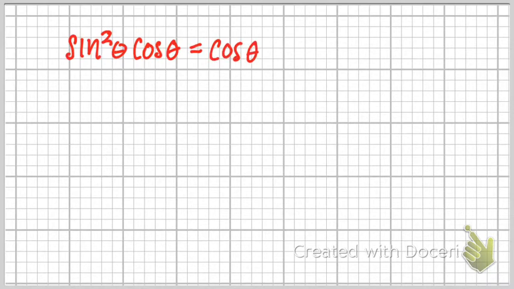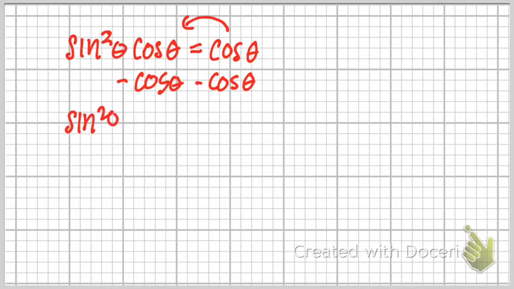So there's our problem. So now let's take a look at this. This runs into that first scenario I showed you a minute ago with the x squared equaling x. Because what I'm going to do first is move this cosine over. So I'm going to have to subtract cosine of theta from both sides, and I'm going to get sine squared theta cos of theta minus cosine theta equals 0.